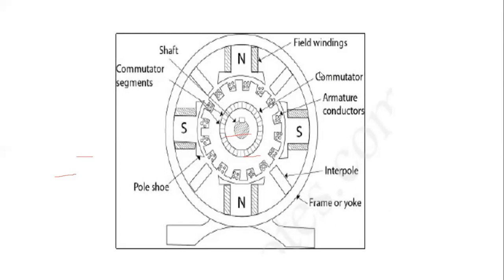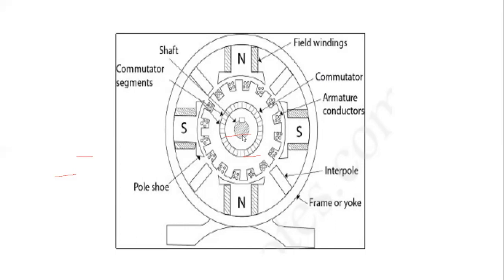Next one is the commutator. It is a mechanical rectifier. It is used to convert AC to DC. Next one is the shaft.